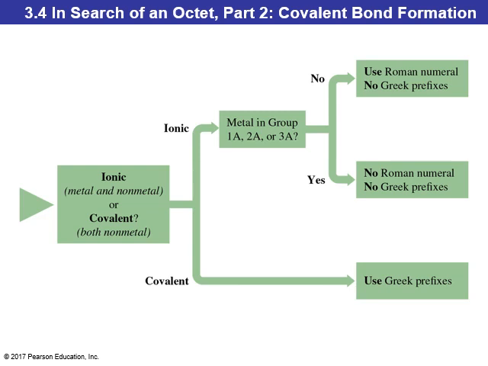So we don't need to use the Roman numeral thing. We don't have to use the Greek prefixes. So for example, calcium chloride. We don't have to say calcium dichloride. We know that calcium has a 2+ charge, so we know that there will be 2 chlorines involved there. So we don't use the Roman numerals or the Greek prefixes.